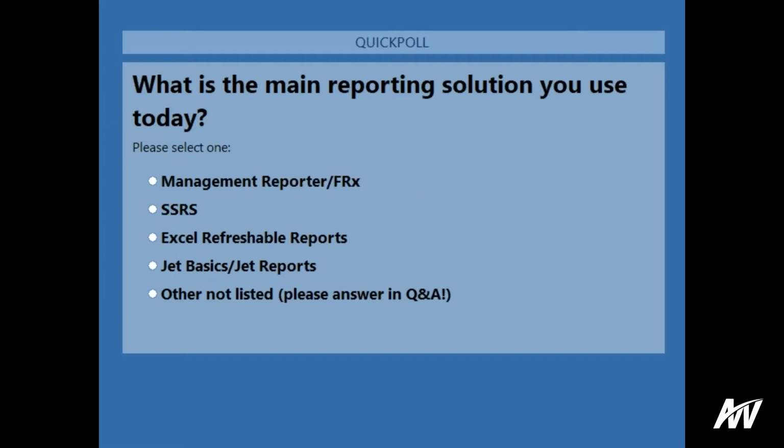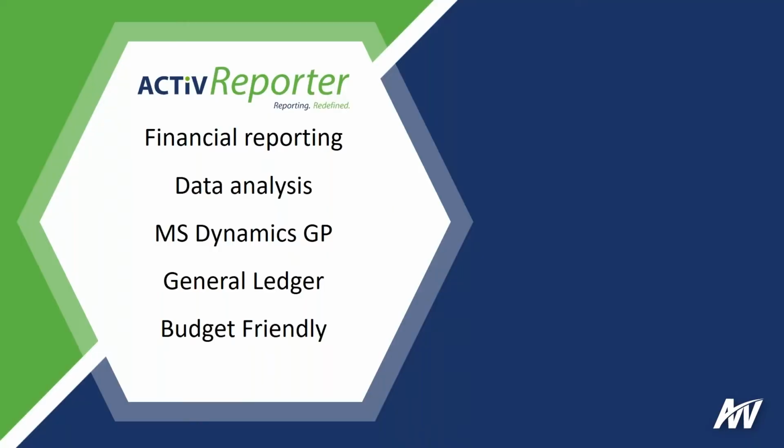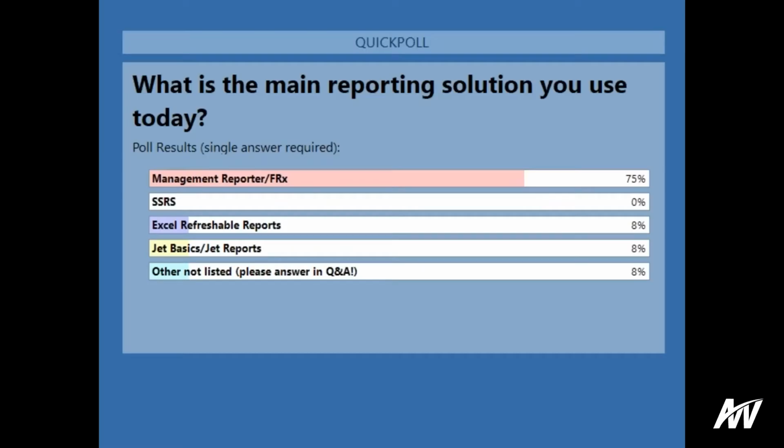We got about 30, 51%. Wow, lots of you are voting. Great. So, what I'm seeing so far is about 90% MR, Management Reporter, and FRX, which is about what we expect to see. Lots of people like to use MR and FRX just because they come with the GP program. All right, I'm going to give this one more second and see if we can get any more responses. No? Okay, I'm going to go ahead and close this, and we can take a look at it.